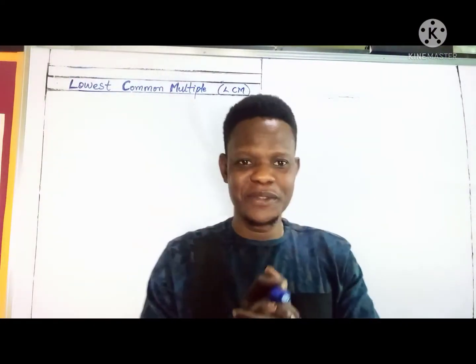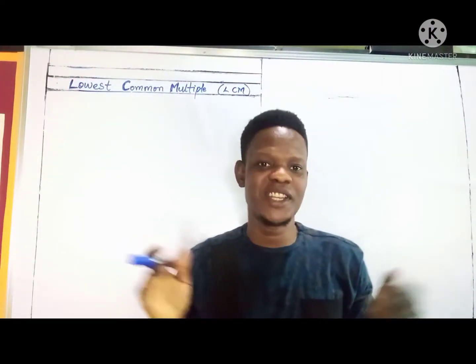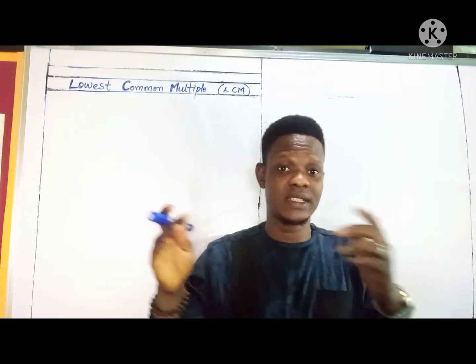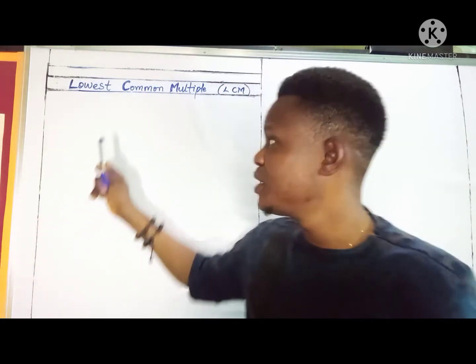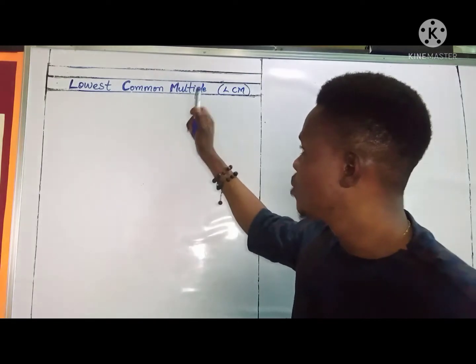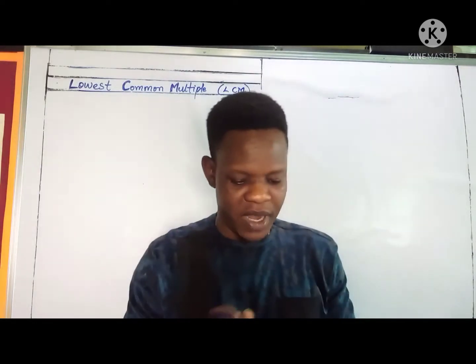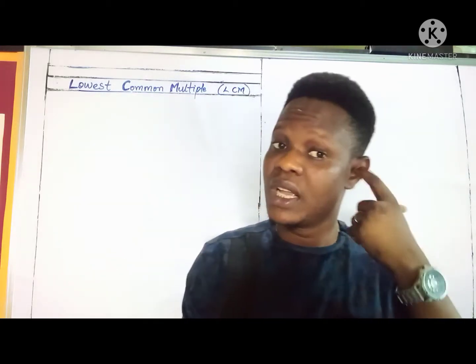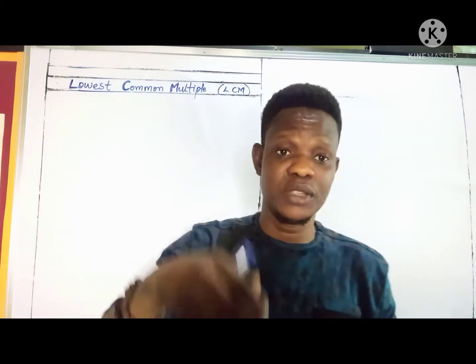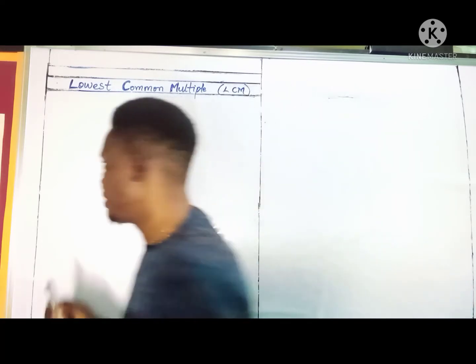Wow, it is another beautiful time with me here on my channel, and we are looking at a new topic, LCM, which is lowest common multiple. Finding the lowest common multiple of a set of numbers, before we can do that, we need to know the multiples of those numbers. Let us take 2 for example.